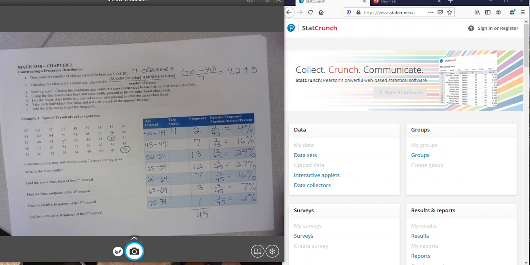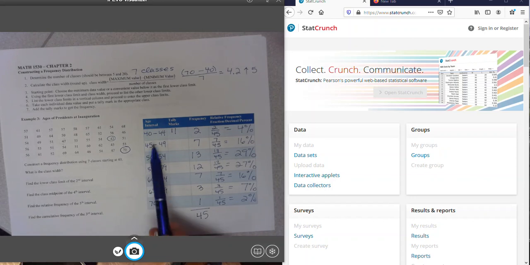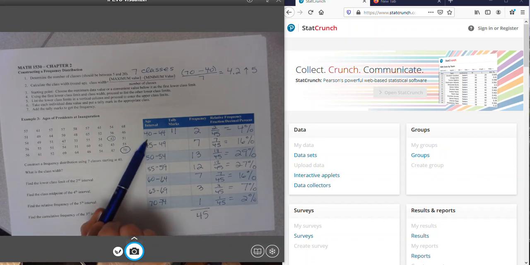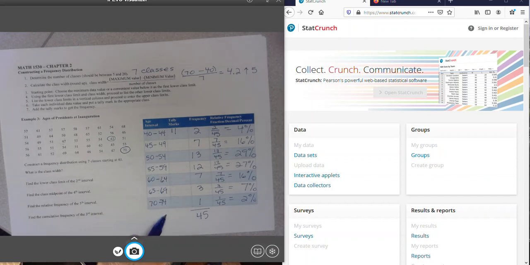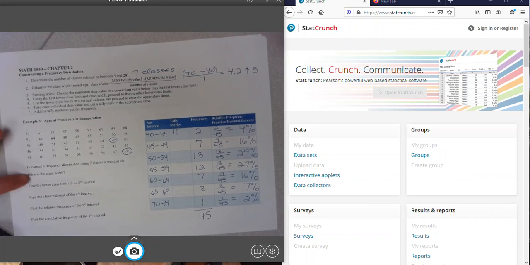So we have a frequency distribution. These are our frequencies, and these are our relative frequencies. We call these classes. We have 1, 2, 3, 4, 5, 6, 7 classes, with these numbers being the lower limits and these numbers being our upper limits. So let's answer some questions, and your assignment reflects these questions here. What is the class width?